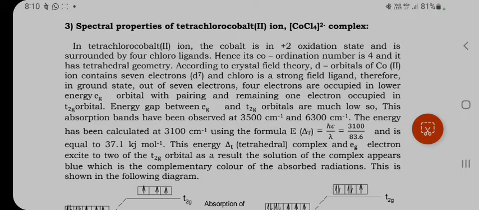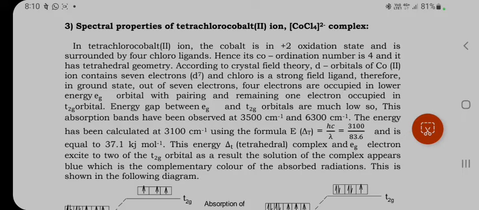So the cobalt ion having the d7 electronic configuration contains 7 electrons in the d orbital. Out of 7 electrons, the 4 electrons will occupy the lower energy Eg orbital with pairing. The remaining 1 electron will occupy the higher energy T2g orbital. So the energy gap between the Eg and T2g orbitals is very low.